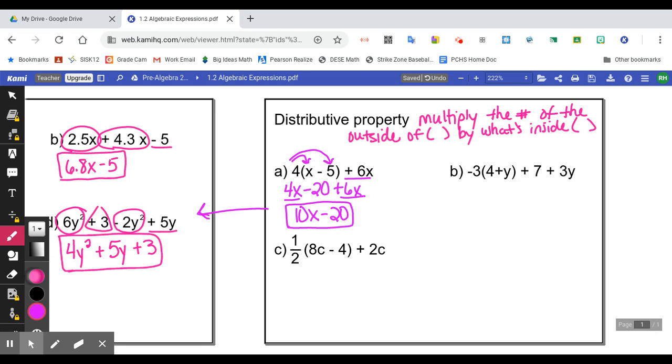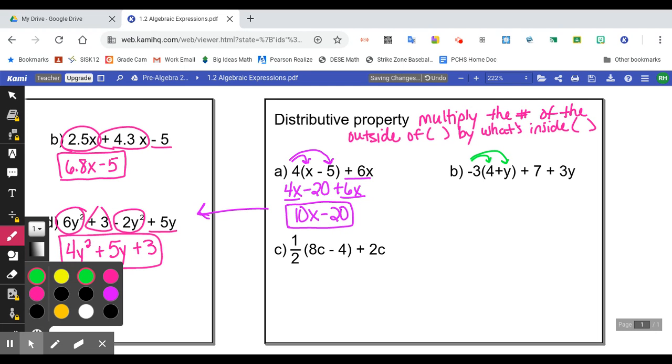We have negative 3 on the outside, so we're going to distribute that to both terms on the inside. Negative 3 times 4 gives me negative 12. Negative 3 times y is negative 3y. Okay, I didn't touch these, so I'm just going to drop them straight down into place.